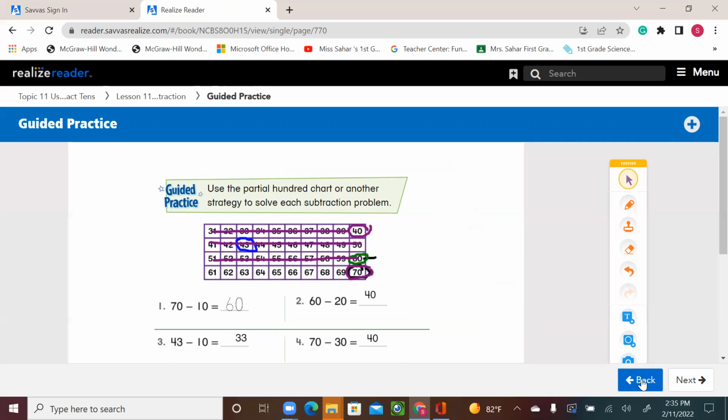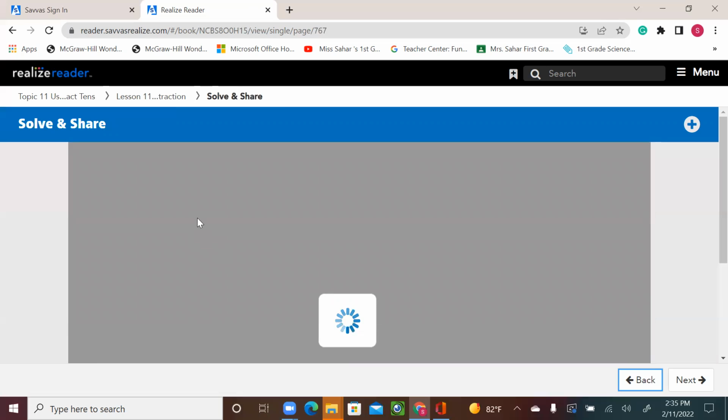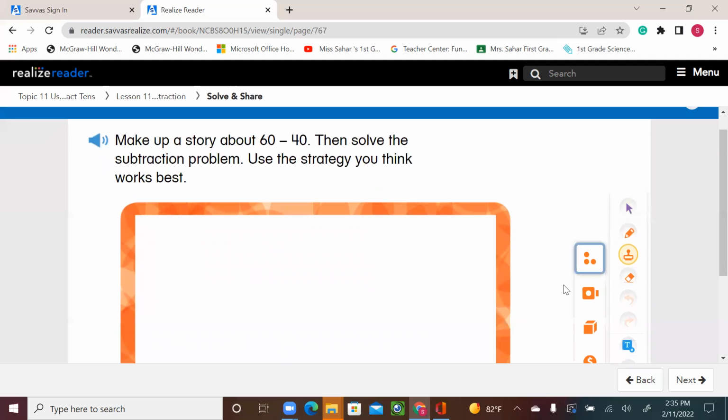All right. Let's go for the exercise we have first. Make up a story about 60 take away 40. Then solve the subtraction problem. Use a strategy you think works the best. So you can use a 100 chart, or you can use place value blocks. So let's use the place value blocks.